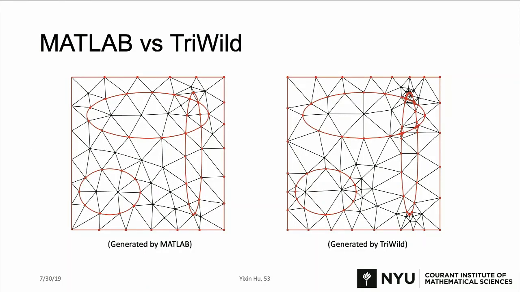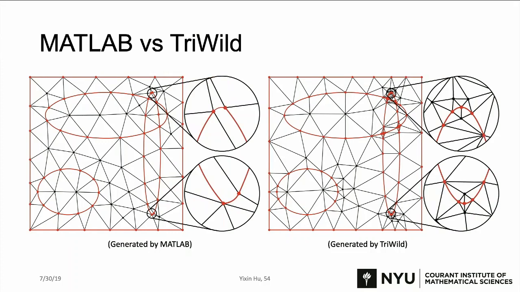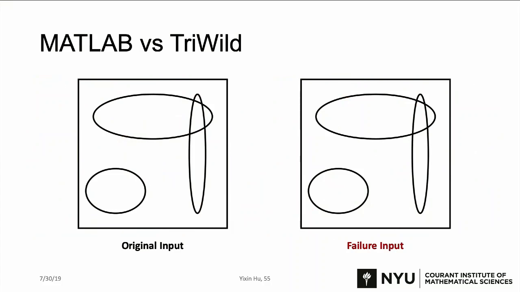There are, of course, existing methods for generating curved triangle meshes, like MATLAB. The left is the output of MATLAB. The right is our output. In the zoom-in figure, we can find our mesh has better quality. And believe it or not, MATLAB can be easily broken by just moving one of the circles a little bit. Can you notice any difference between the original input and the input that causes failure of MATLAB? No, maybe. Also, MATLAB can only mesh simple geometries like ellipses and polygons.